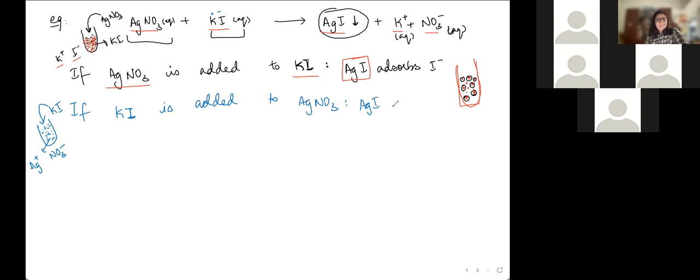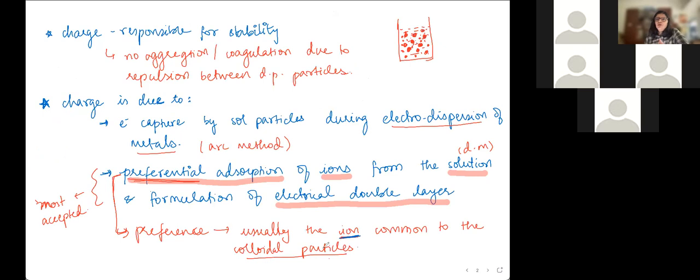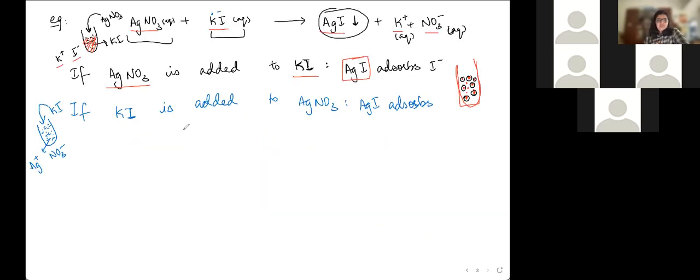Ma'am, it will be the opposite of the first reaction, right? So we'll have preferential adsorption of NO3, I think. No. The preference is for the ion that is common to the colloidal particles. So it will still form AgI. AgI will be formed, but its preference will be for either silver ions or iodide ions, because that's what it contains. So it's in a silver nitrate solution. So silver ions will become preferential, right? Because the number of silver ions is more.